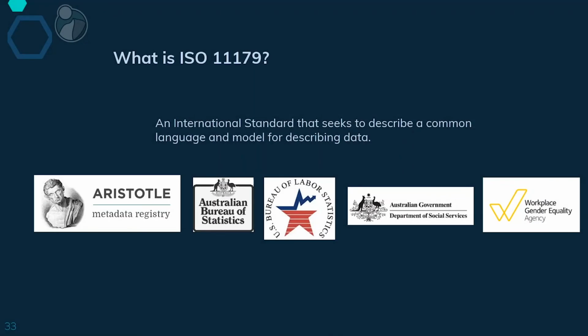ISO 11179 is a standard that's used across government. Thanks to the Aristotle Metadata Registry, this is seeing wider and wider adoption across the Australian government sector, but it's also been used quite heavily and for many decades at other departments as well, including the Australian Bureau of Statistics, the US Bureau of Labour Statistics, and other government statistical organisations internationally.